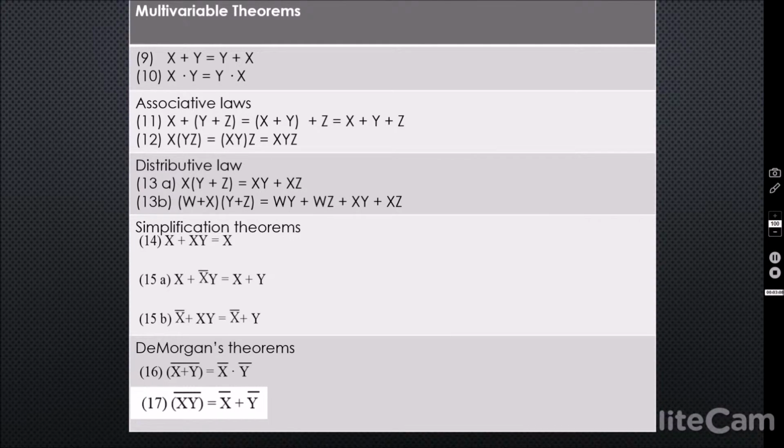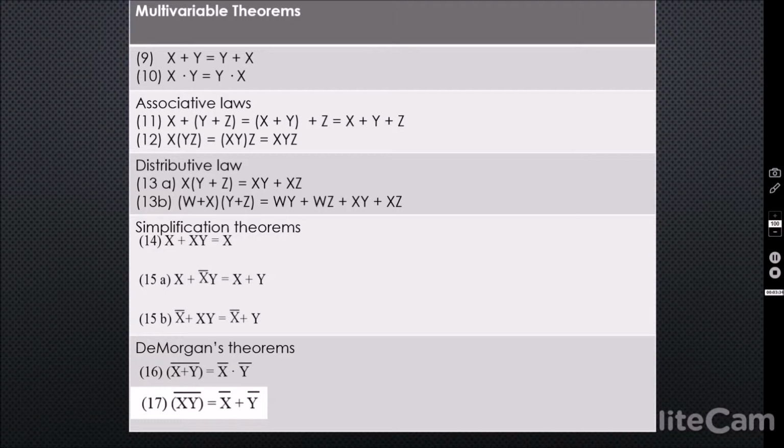Simplification theorem 14. X plus xy is equivalent to x. 15a. X plus not x, y is equal to x or y. 15b. Not x or xy is equal to not x or y.